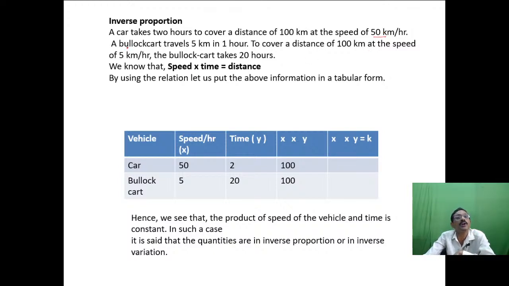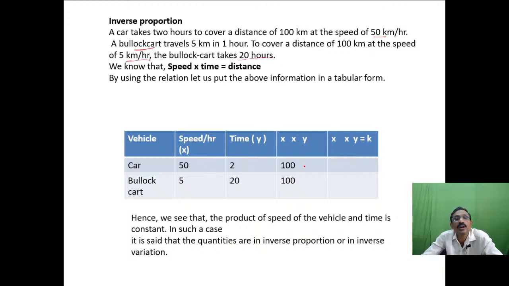Similarly, if you see a bullock cart, there is a comparison between these two. It travels 5 kilometers in 1 hour. Now, to cover a distance of 100 kilometers at the speed of 5 kilometers per hour, the bullock cart takes 20 hours. Right? Now, the car, you see the speed of the car is 50.